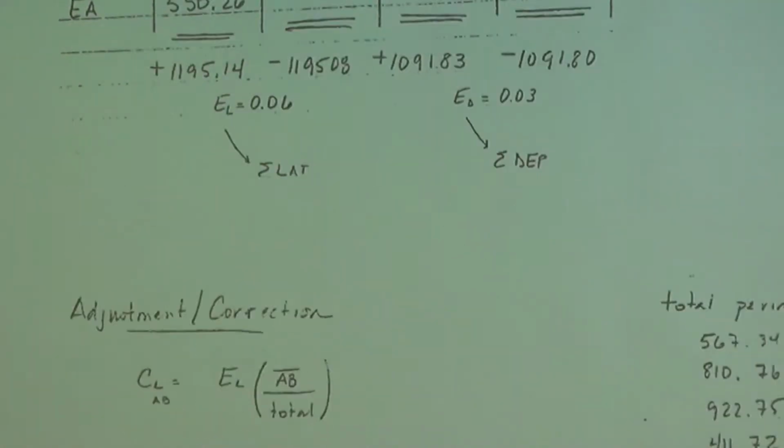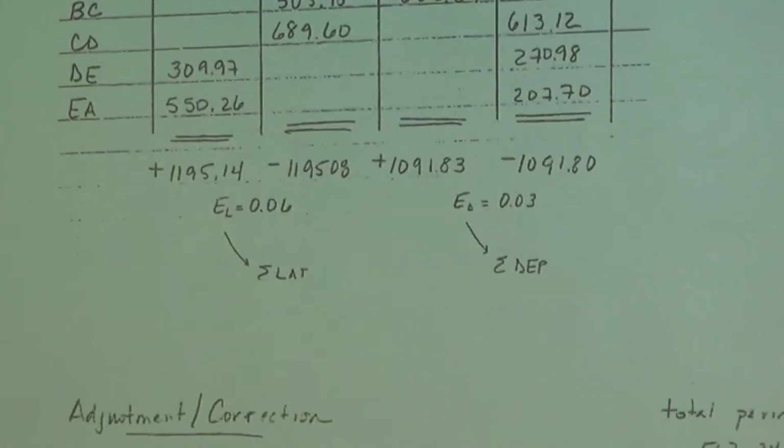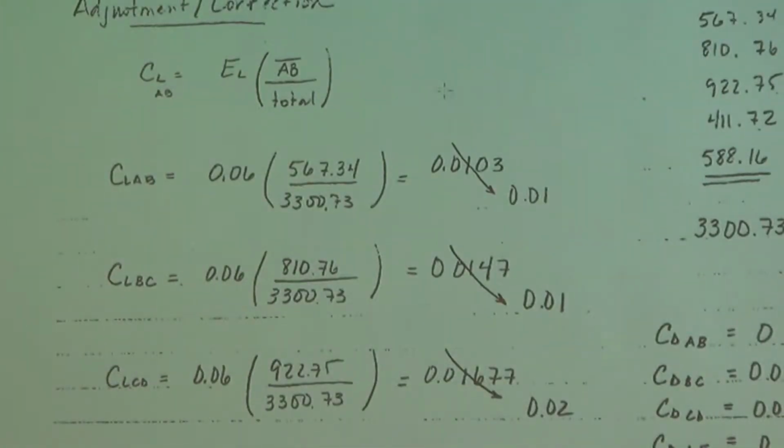Randy? Cool. Okay, so let's figure this out. How is the correction in latitude from A to B? This looks very similar to what you did in leveling. You took the distance from A to B over the total distance, and you multiplied it by the error in latitude. And you got 0.0103, which we round to 2 decimal places because we're only using 2 decimal places.